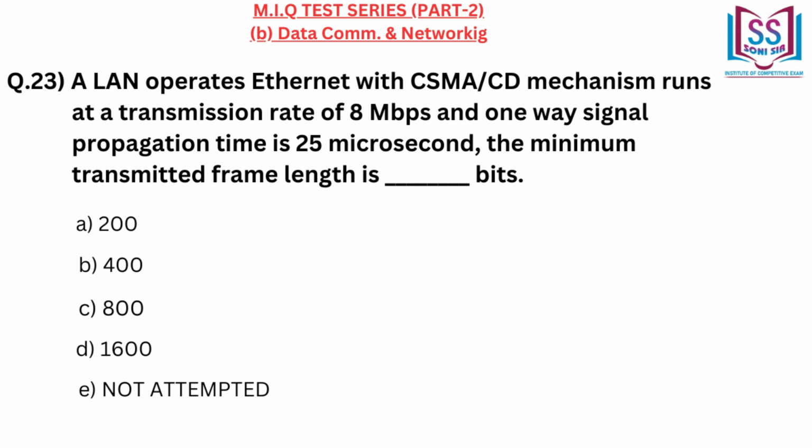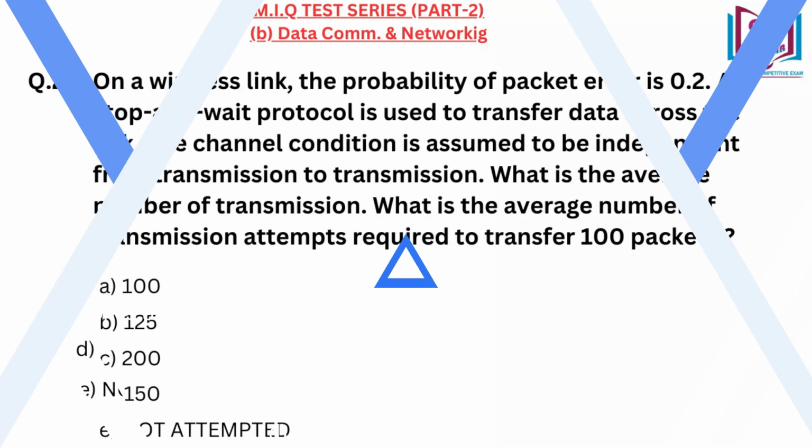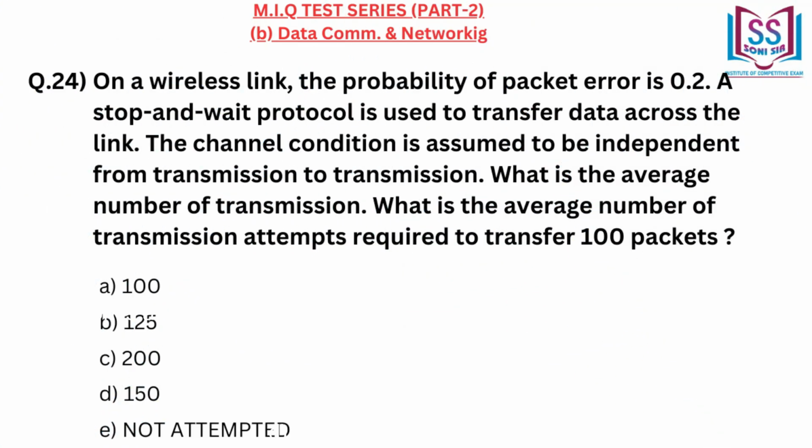A LAN operating Ethernet with CSMA/CD mechanism runs at a transmission rate of 8 Mbps and one-way signal propagation time is 25 microseconds. The minimum transmitted frame length is dash bits. A. 200. B. 400. C. 800. D. 1600.